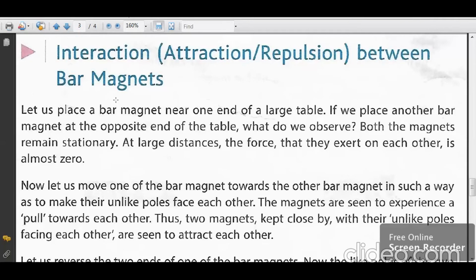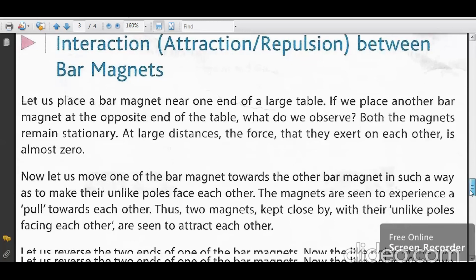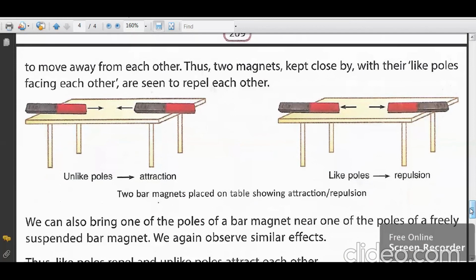Interaction, attraction or repulsion between bar magnets. When two magnets are placed near each other, either they will repel or attract each other. The force of interaction between the two magnets depends upon their poles. Unlike poles attract each other and like poles repel each other. Dear students, what do you mean by unlike poles? Unlike poles means that the north pole of one bar magnet is facing towards the south pole of the other bar magnet. They will attract each other.